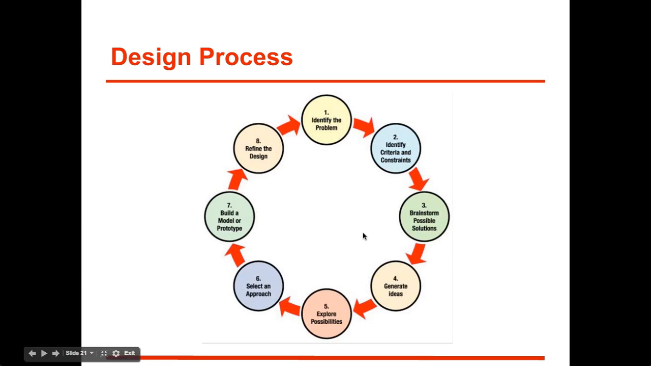So this is the engineering design process that is recognized, and we went over this before. Identify the problem, identify criteria and constraints, brainstorm, generate ideas, explore possibilities, select an approach, build a model or prototype, refine the design. I'm not sure it necessarily goes in a circle. I don't think you have to identify a new problem. Maybe refine the design is a step that is a circle all in itself. But this is the basic idea of how we go about it today.